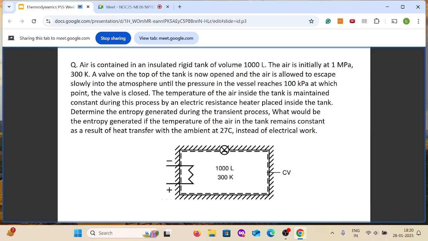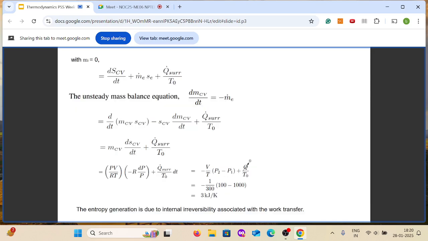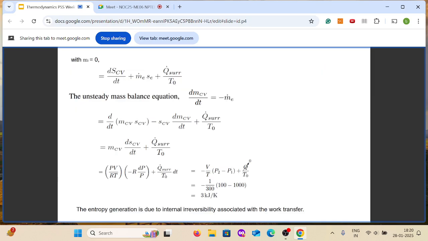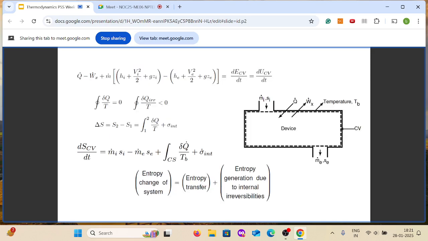So determine the entropy generated during this transient process, and what would be the entropy generated if the temperature of the air in the tank remains constant. So we'll write the first entropy balance equation. dS_CV by dt equals the mass of fluid coming in and the entropy going out, plus dQ by T, and the same equation here. So you have to find out the entropy generated.